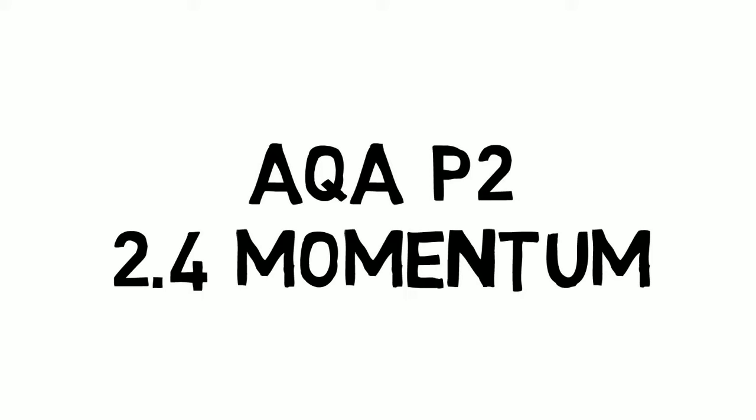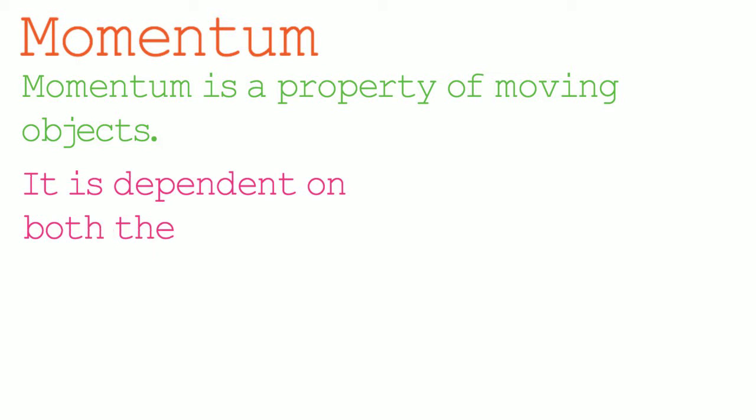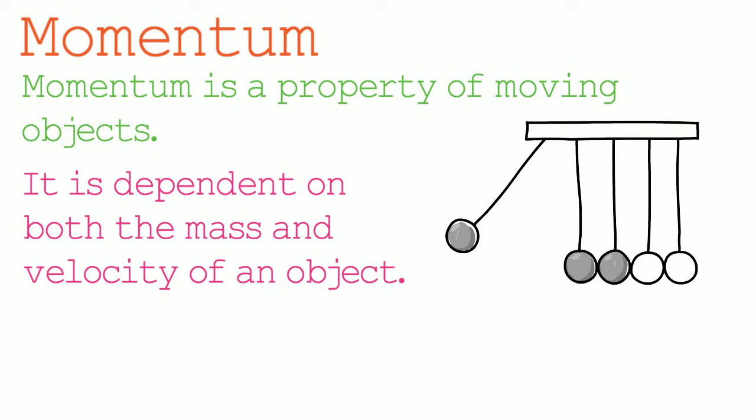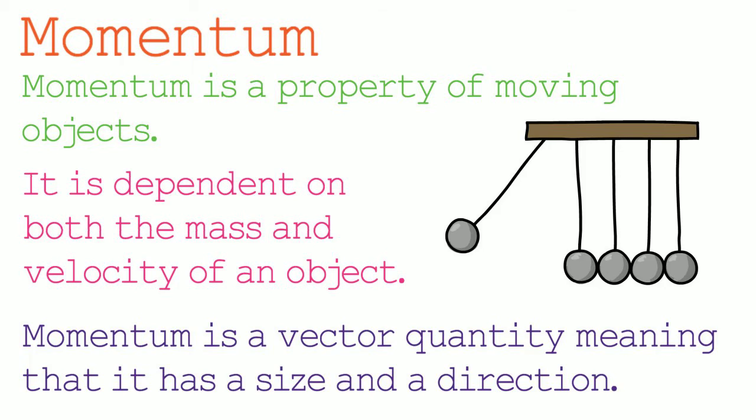Hi, this video is looking at momentum. Momentum is a property of moving objects. It is dependent on both the mass and the velocity of an object, whereby the greater each of these values, the more momentum an object has. Momentum is a vector quantity, meaning that it has a size and a direction.